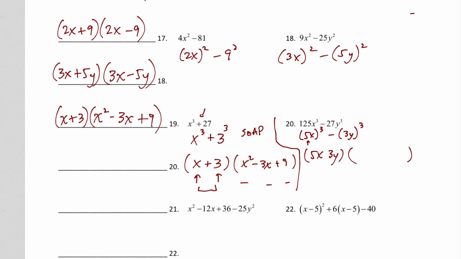So we'll square this, and then we'll take the product of the two, and then we'll square this, and then we'll use SOAP. Same, opposite, always positive.